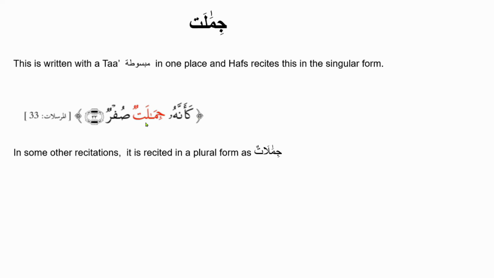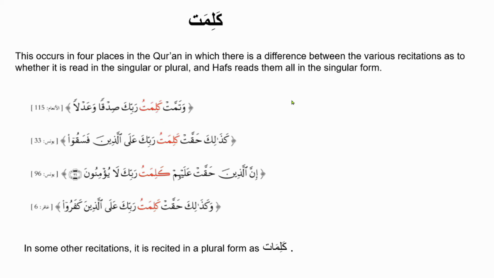But in certain other recitations, the word is written with the flat ta, but it is recited like this, jimalatun. But Hafs reads this word in a singular form. Upon continuation, we will follow the vowel like this, jimalatun, and upon stopping, we will recite letter ta like this, jimalat.